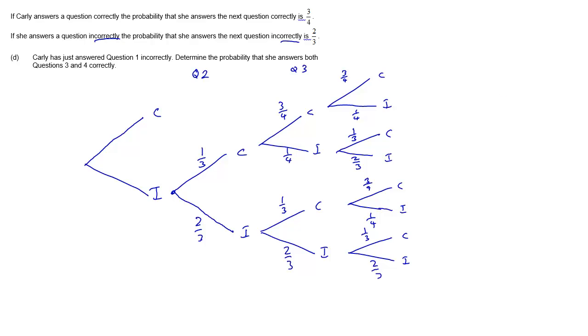Now, where has she answered 3 and 4 incorrectly? Well, that's going to be here and here. So that's going to be 3/4 multiplied by 3/4, and that went up this route, so that's times 1/3. And for this one we went down this route, so that was 2/3 to start with, and then we've got to multiply by 1/3 and then 3/4.